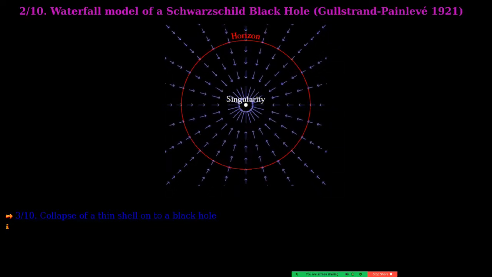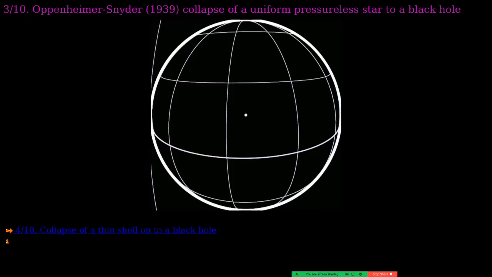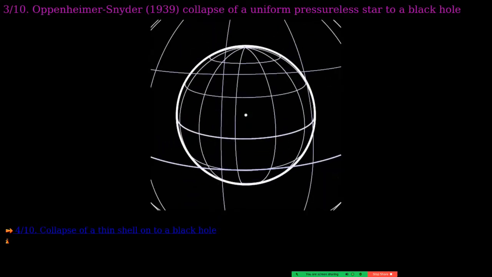There's another way of looking at this, which was looked at by J. Robert Oppenheimer and his student Hartland Snyder in 1939. They were wondering what would happen if a star could collapse to a black hole. For simplicity, they imagined a pressureless star. They removed the pressure that would otherwise hold up the star against its own gravity, and they allowed the star to go into free fall.